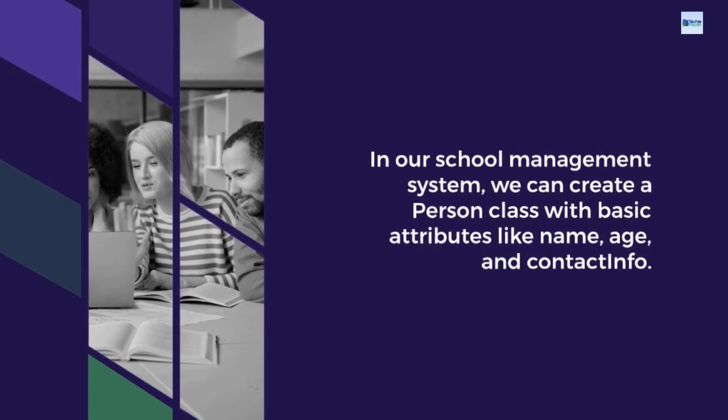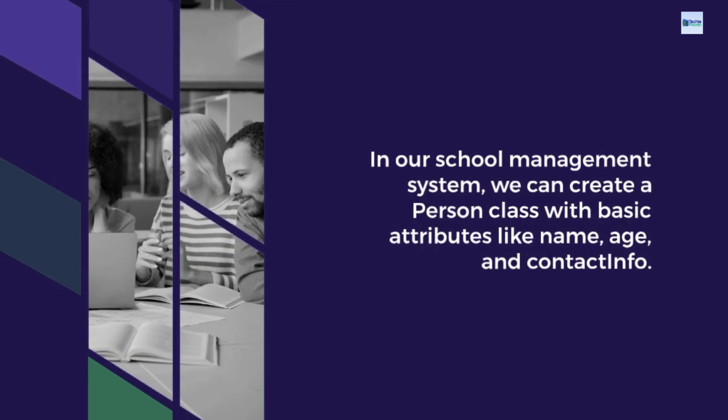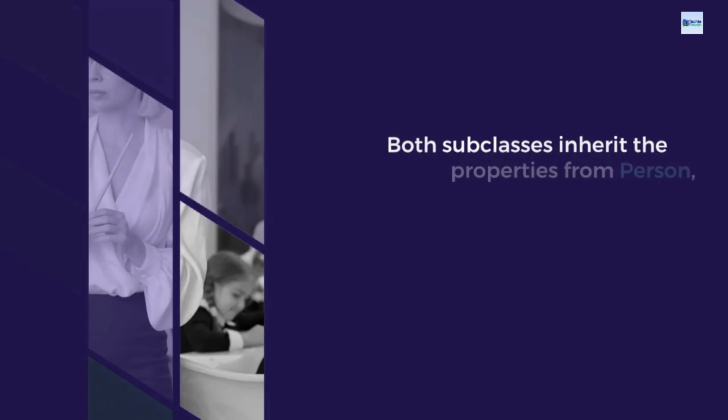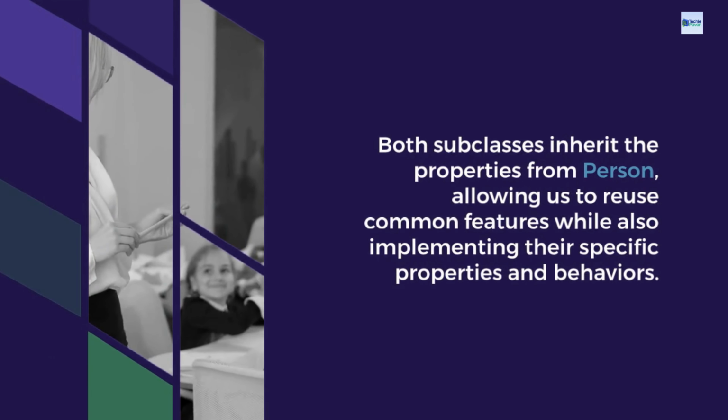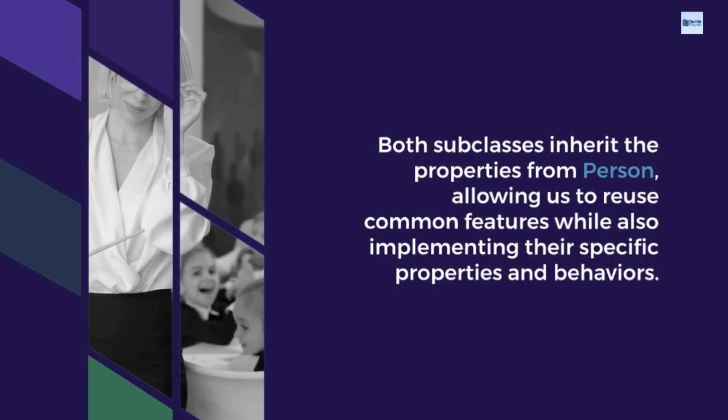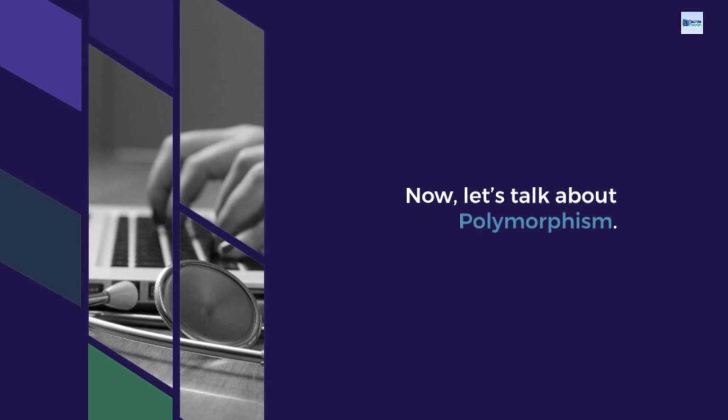In our school management system, we can create a Person class with basic attributes like name, age, and contact info. Then we can derive subclasses like Student and Teacher. Both subclasses inherit the properties from Person, allowing us to reuse common features while also implementing their specific properties and behaviors. Now let's talk about polymorphism.